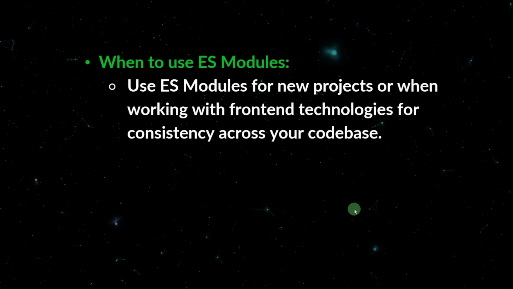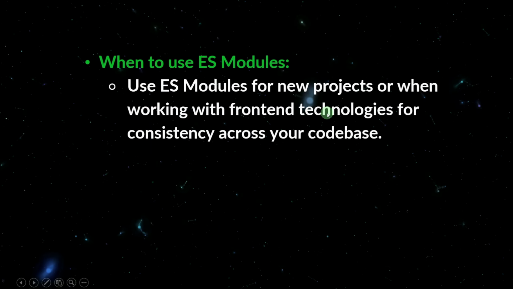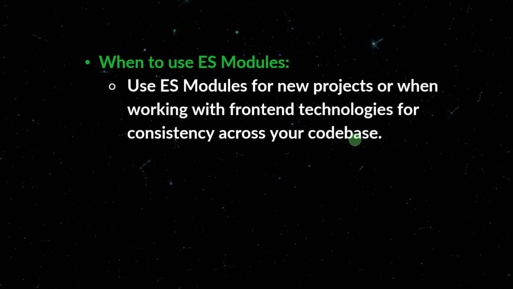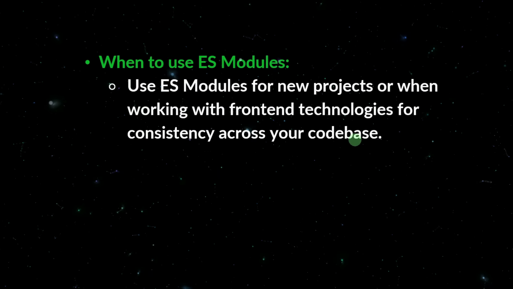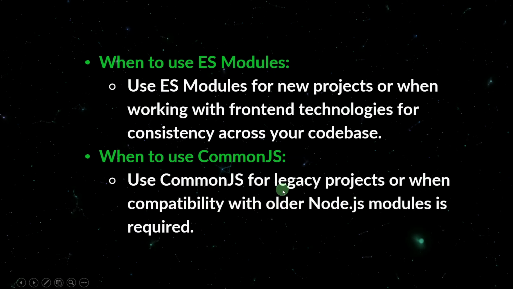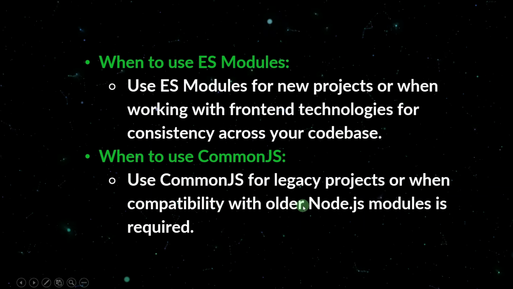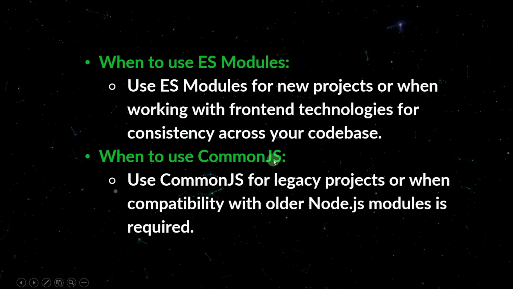Now you might have question when to use ES module and when to use common JS module. So you can use ES module for new projects and whenever you are working with front-end technologies for consistency across your code base. So whenever you are working with front-end development frameworks like React, Angular, Vue, then you can use this ESM module. Now when to use this common JS? You can use this for legacy projects, or if you want to have compatibility with older Node.js modules, then this common JS module system is required.